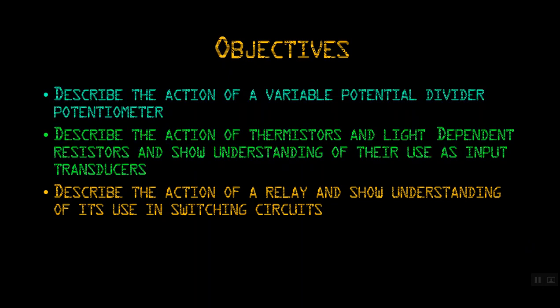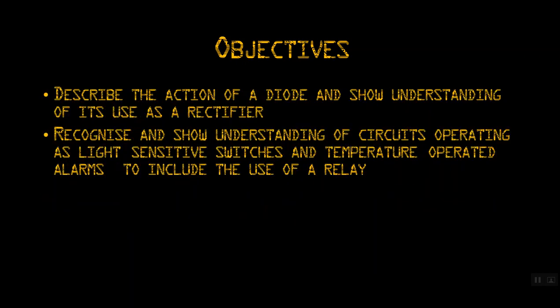describe the action of thermistors and light dependent resistors and show the understanding of their input as transducers, describe the action of a relay and show understanding of its use in switching circuits. Then also describe the action of a diode and show its understanding as a rectifier, and recognize and show the understanding of circuits operating as light sensitive and temperature operated alarms, to include the use of a relay.